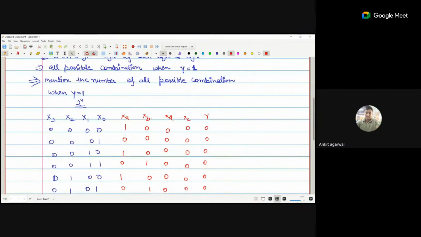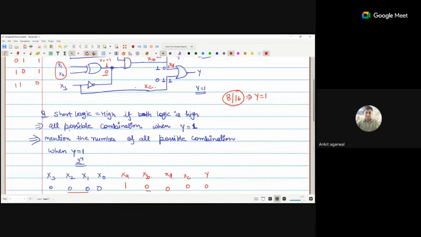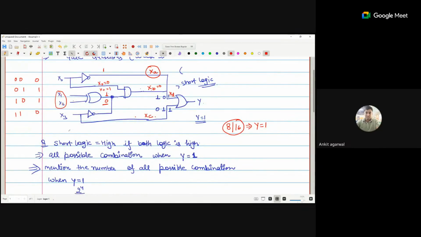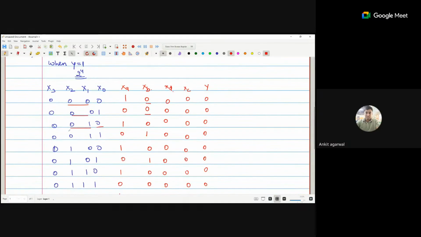So we check: both inputs same, XB is 0. Now here we can see that both inputs are different, which means this particular point is 1. At this point the output is 1. Now with respect to this one I check X naught. If X naught is also 1, then XB is 1. If X naught is 0, then XB is 0. If both inputs are different and X naught is also 1, then XB is 1.